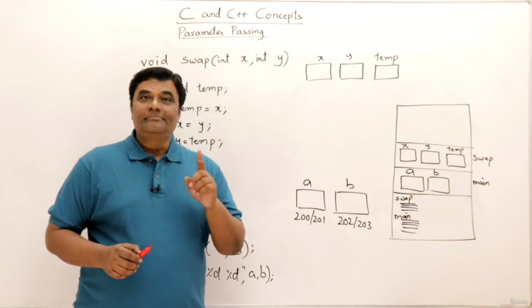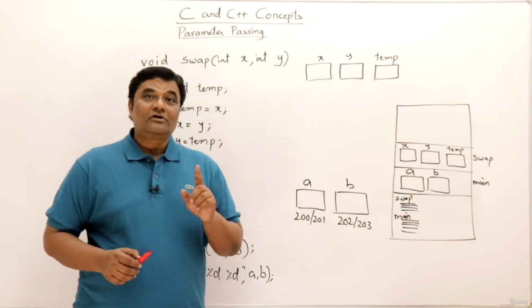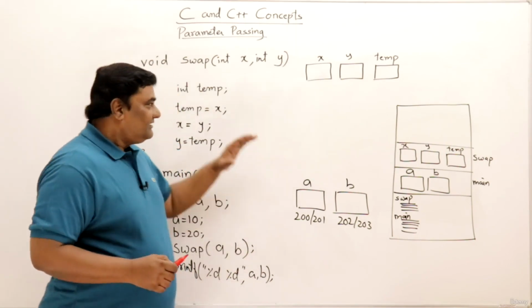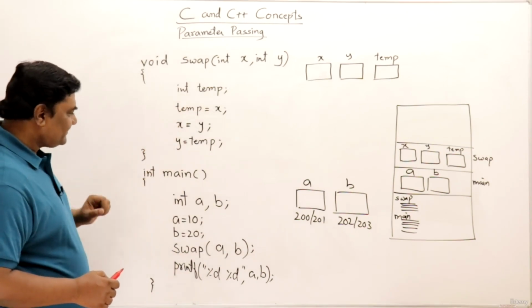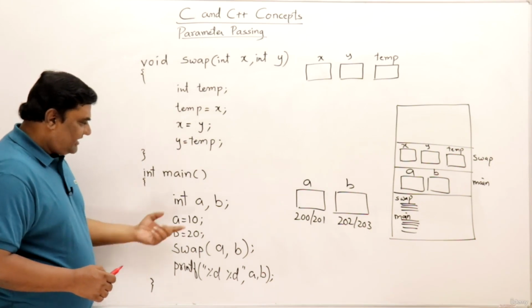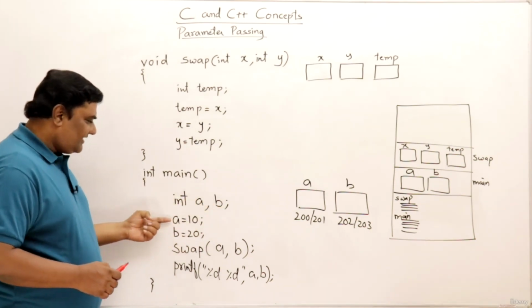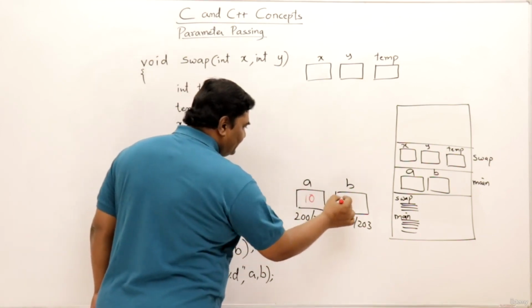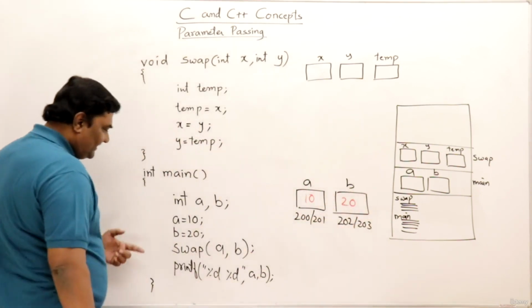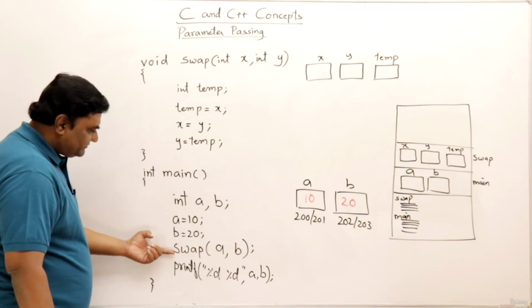First is pass by value, or call by value. This example is based on call by value. Let me explain the example first of all. This is the main function having variables a and b with values 10 and 20. Then it is calling the swap function.